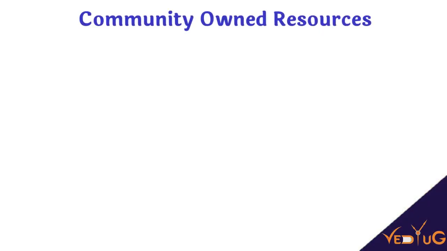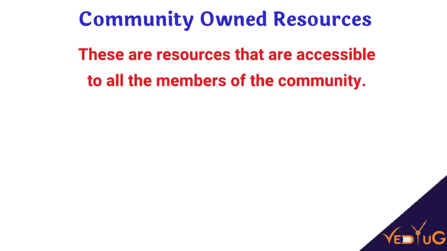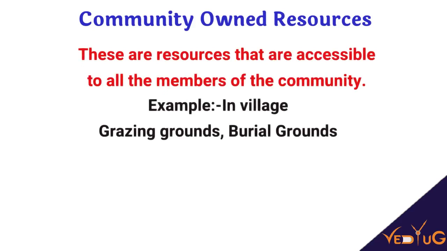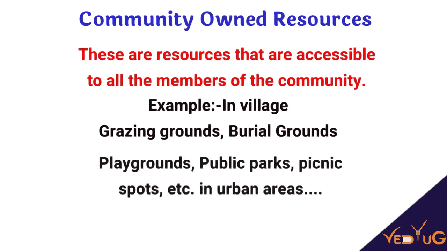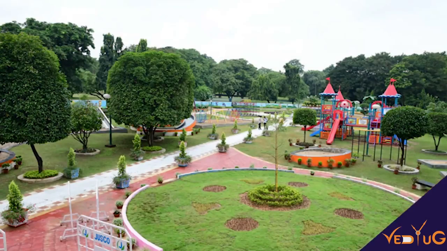Now the second type is community-owned resources. The resources which are available to all the members of the community or society are known as community-owned resources. For example, playgrounds, public parks and burial grounds are available for every member in society.